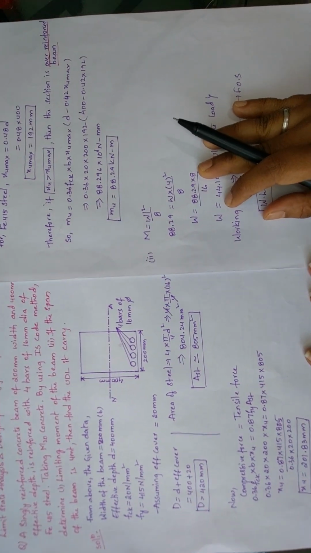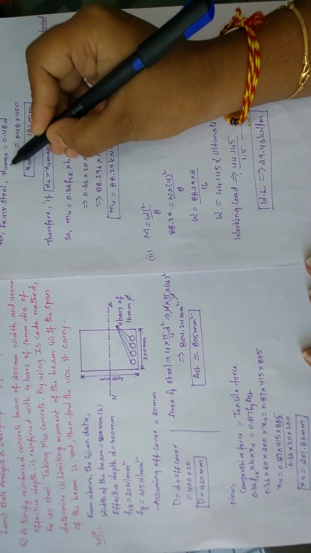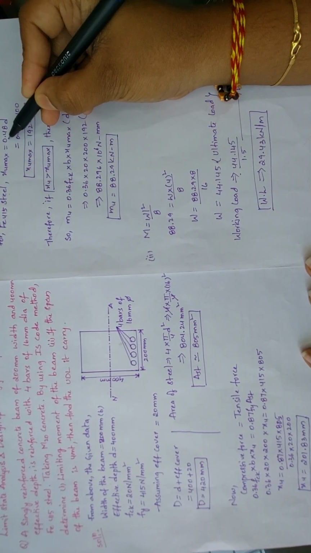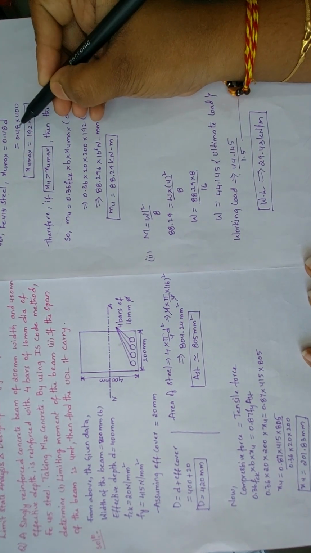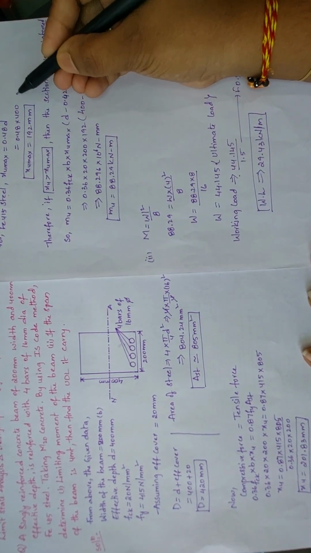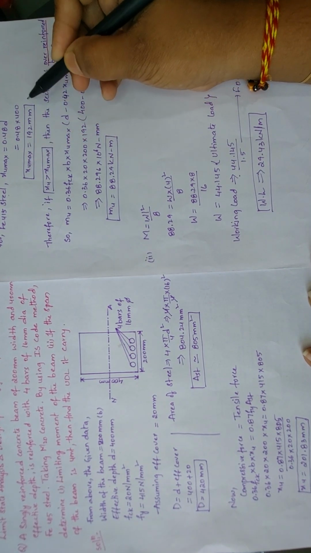Now what we will find is xu max. To find xu max for Fe415 steel, the formula is 0.48 d. So 0.48 into d, which is the effective depth of 400 mm. xu max equals 192 mm.